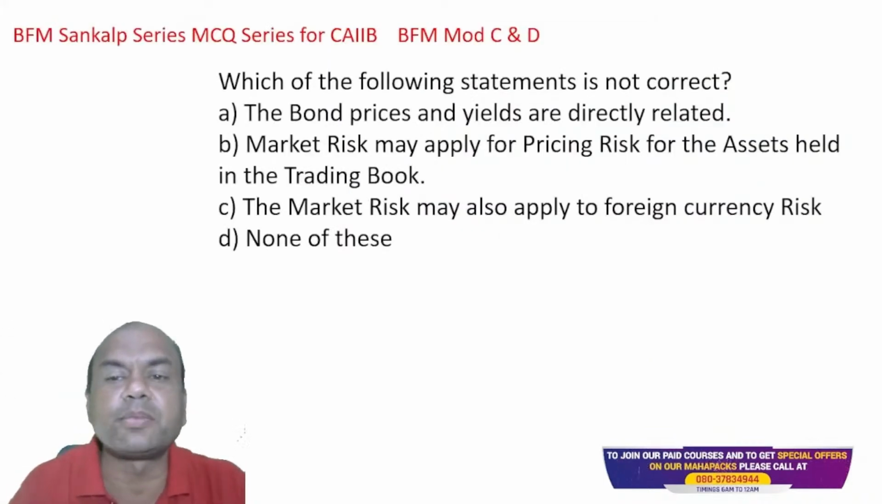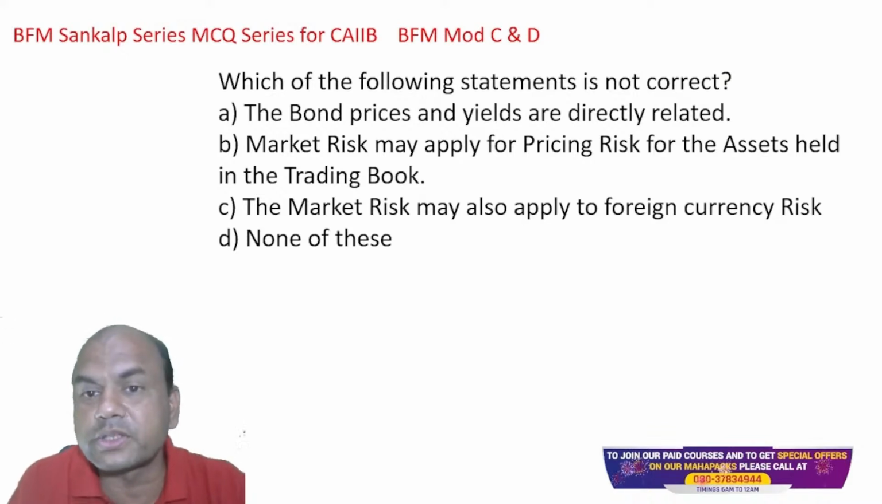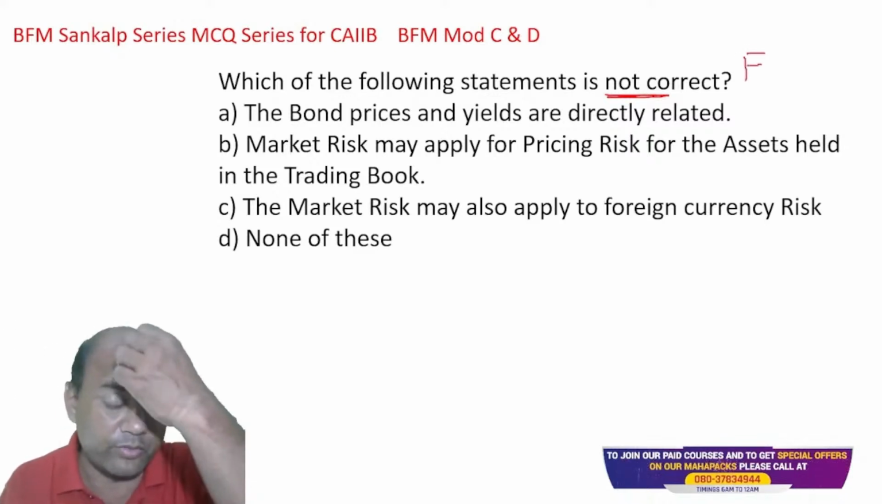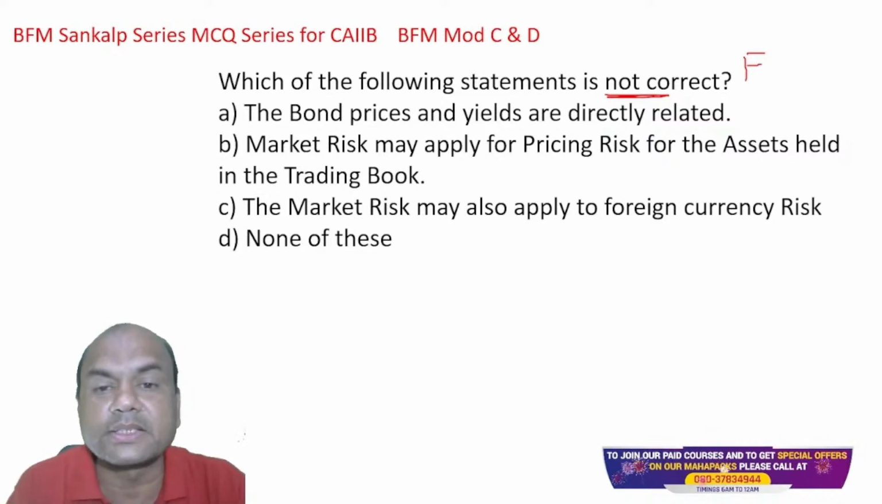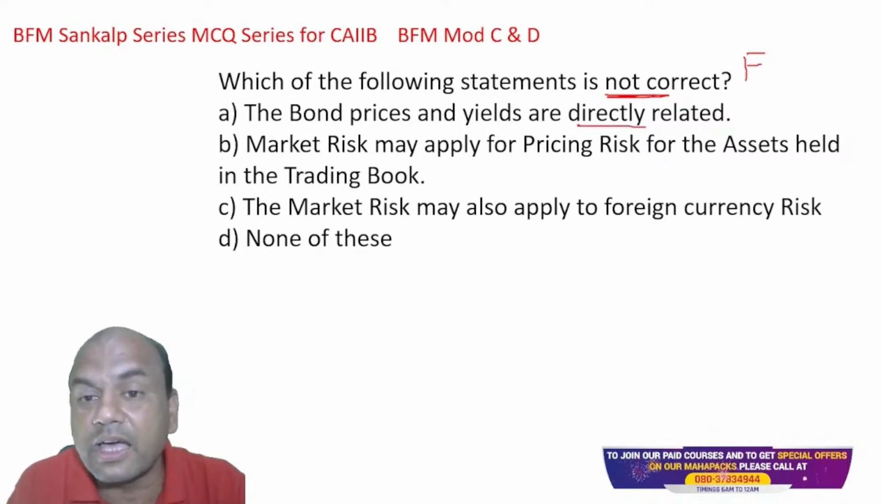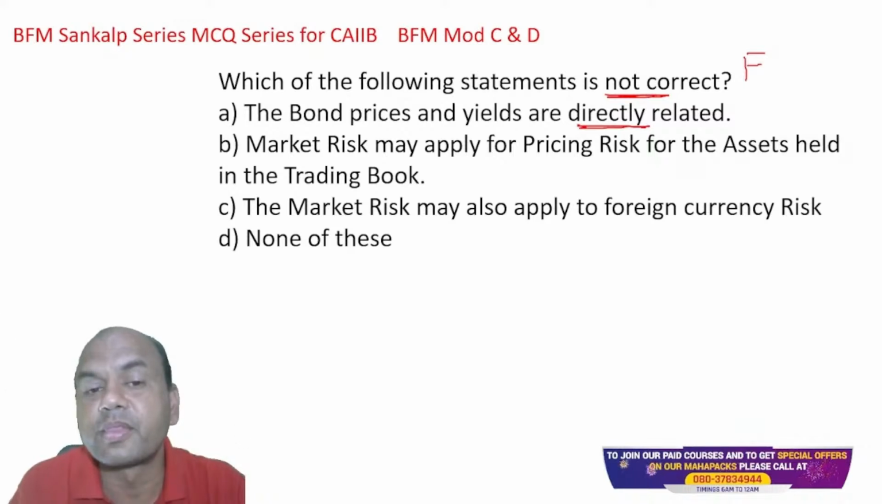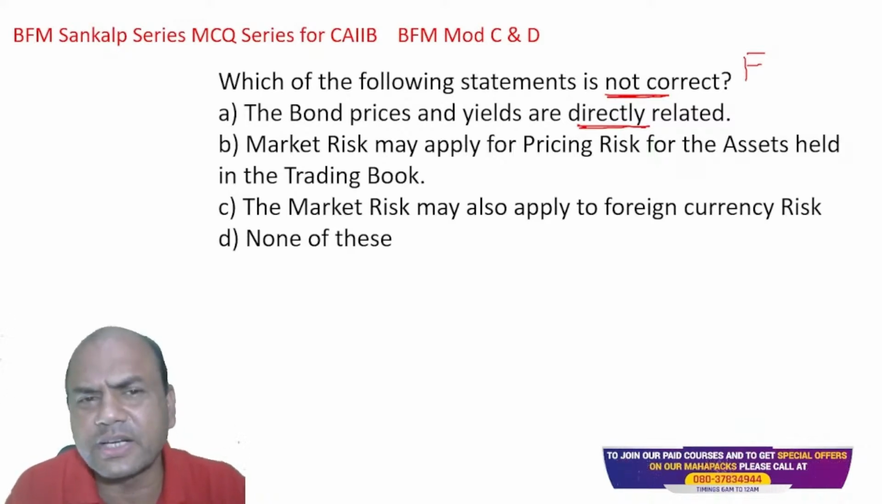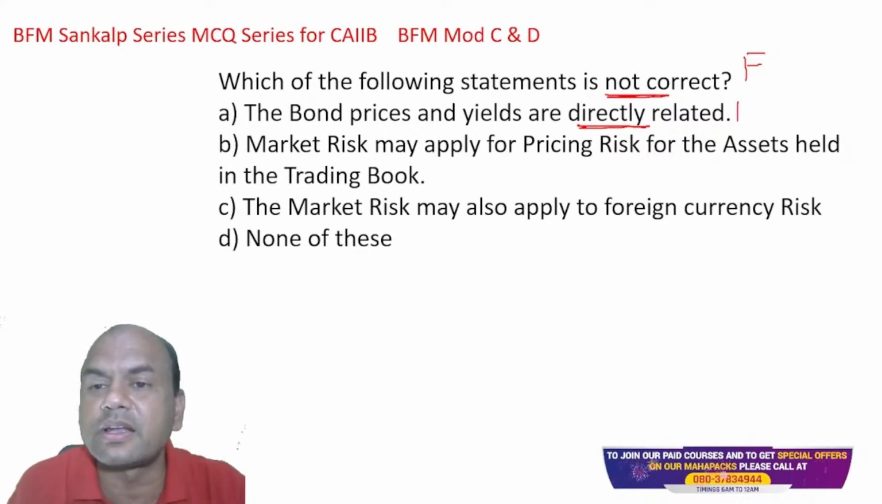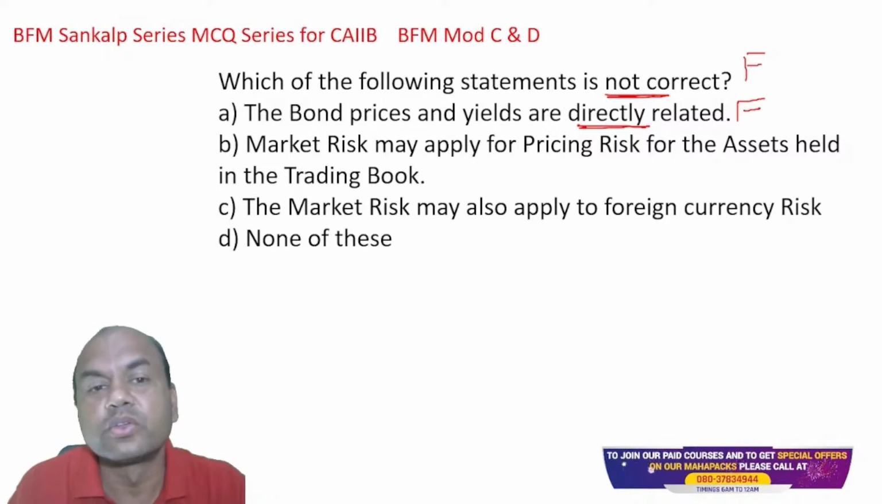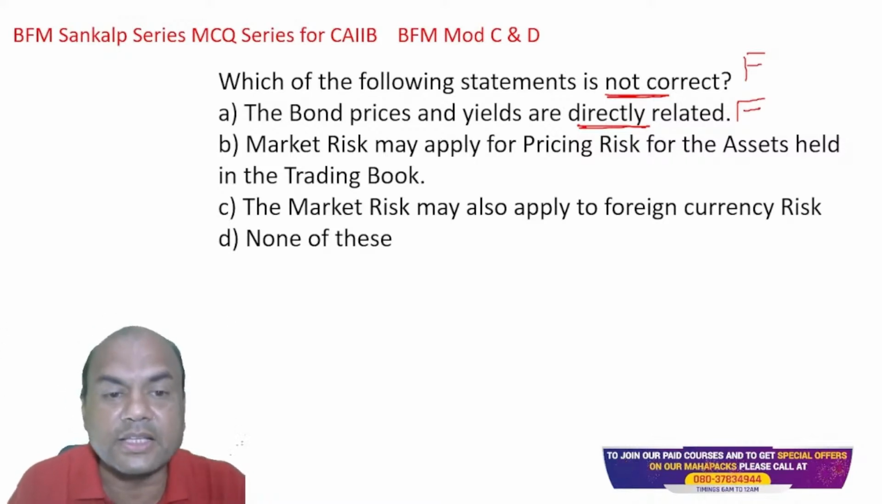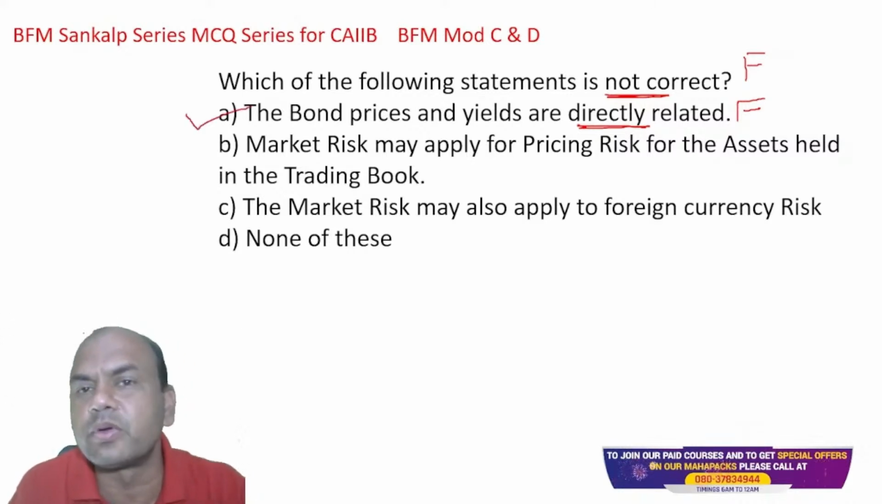Which of the following statements are not correct? Here, always focus on the question. Do they want correct or not correct, true or false, whatever. So they want false. Now focus on false. The bond prices and the yields are directly related. Directly. I just now told you in that second question only, right? That bond prices and yields are inversely related. So this is false. So you have got the answer. Is there any answer, all of the above, over here? No. So the others are not true at all. Take this and move on.